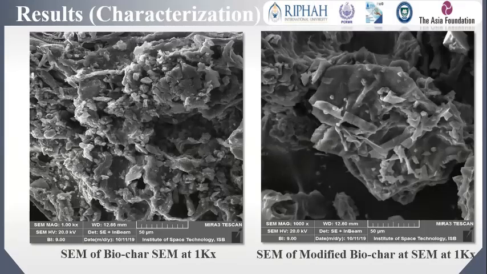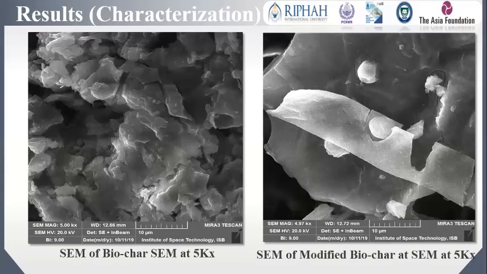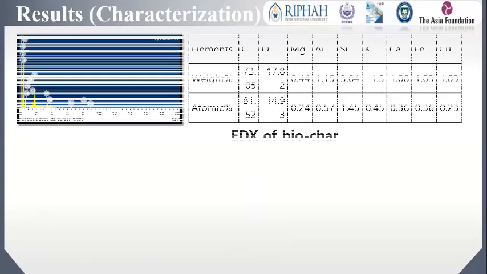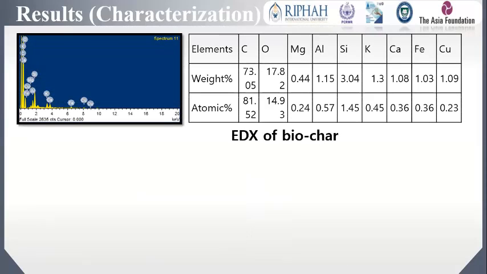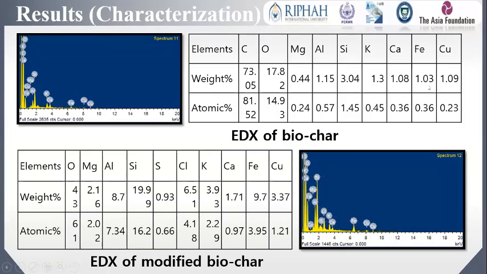Here you can see the SEM results at magnification of 1kx, and this is the SEM result at 5kx before modification and after modification. Before modification, you can see that the surface is very clean, and after modification, you can see white spots. These white spots are basically the iron deposition on the surface of biochar. Now I'm moving toward the EDX of biochar, where you can see the iron is 1.03, and after modification, iron becomes 9.7. Its composition on the surface of biochar.